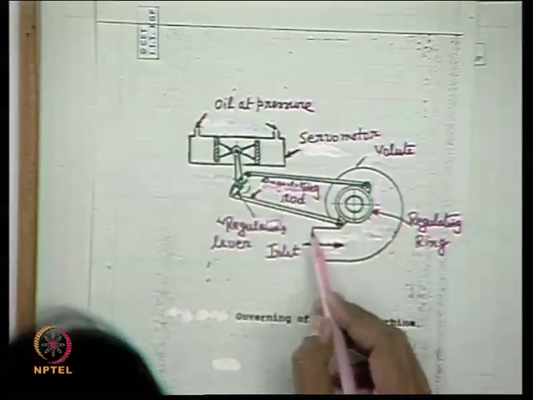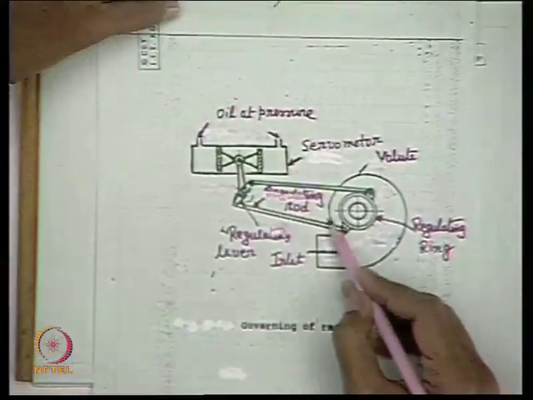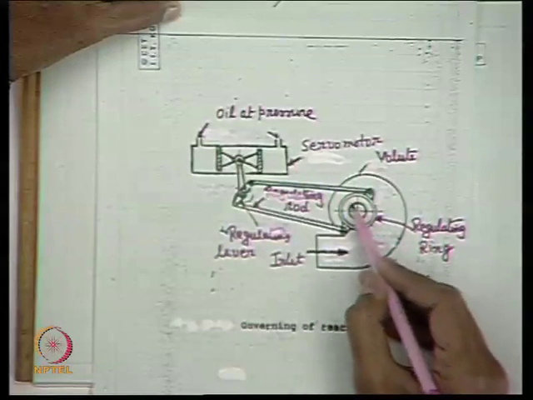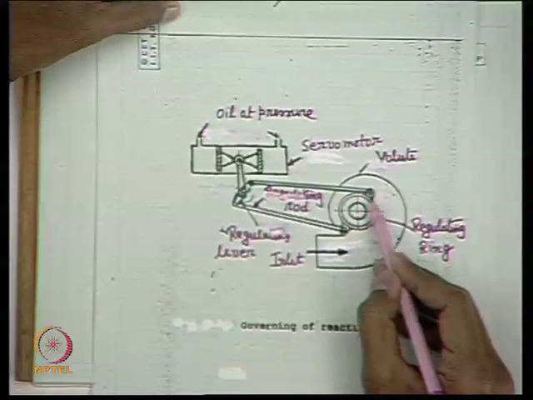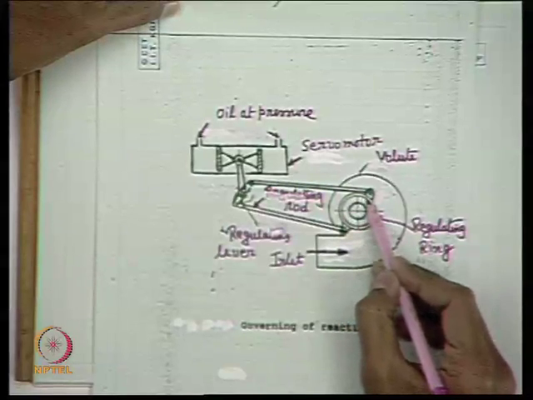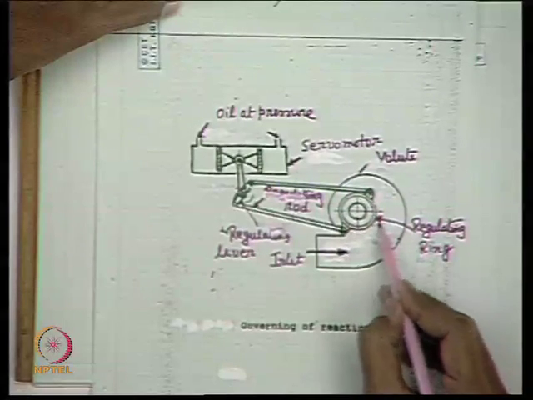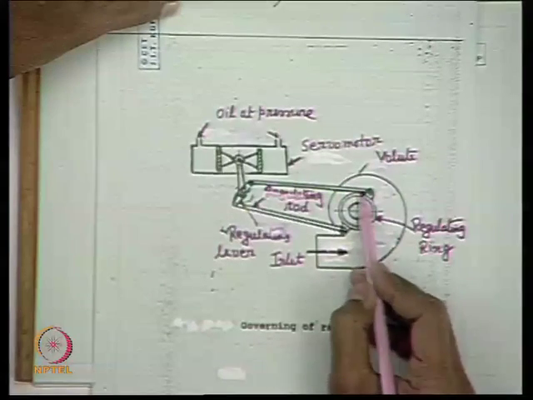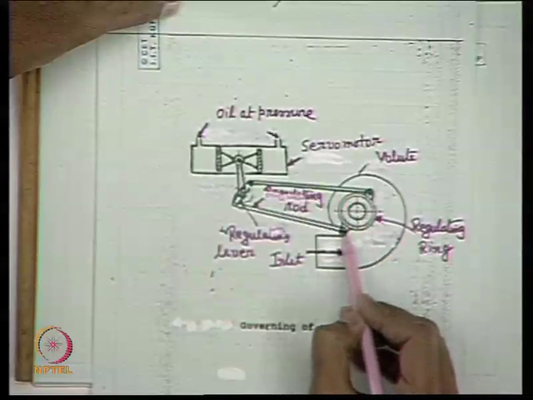Now, you see, this is the volute casing of the turbine. This is the inlet, that means the liquid flows through this. Now, this is the turbine wicket gate, this is the rotor of the turbine. These wicket gates or vanes, which are not shown here, are connected through levers to a regulating ring. This circular portion is the regulating ring. This regulating ring is connected to this regulating rod. These two sides are the regulating rods, these are the connecting pins.